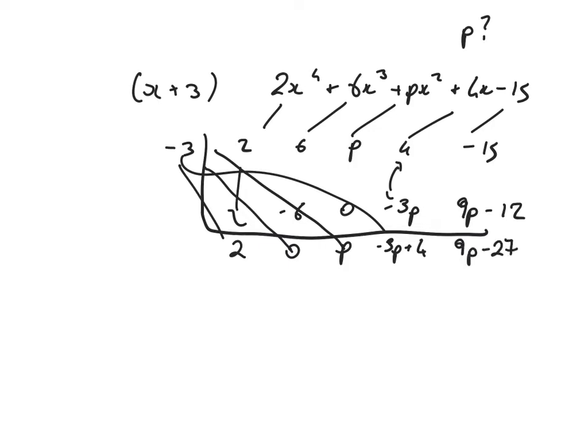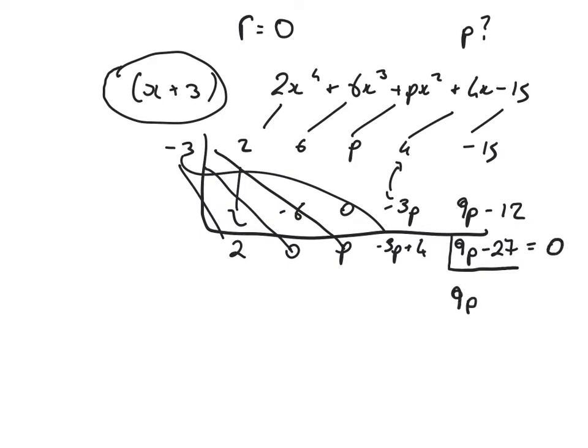Now the question said that x plus 3 is a factor, so the remainder is 0, therefore this 9p minus 27 must hold a 0 value, which means 9p is equal to 27 and p is equal to 3. Okay, let's try this one.